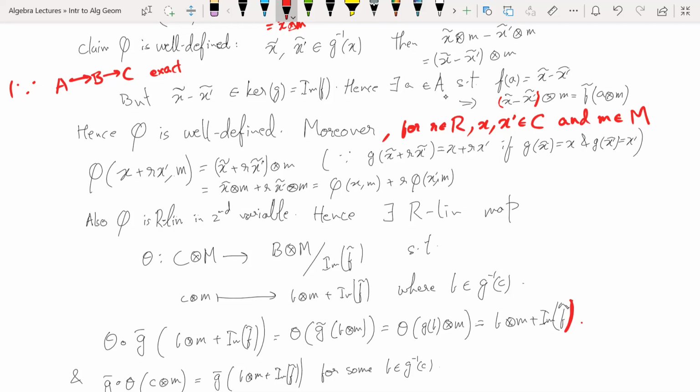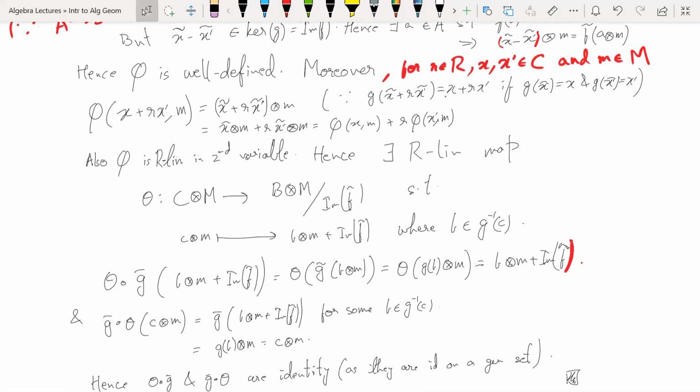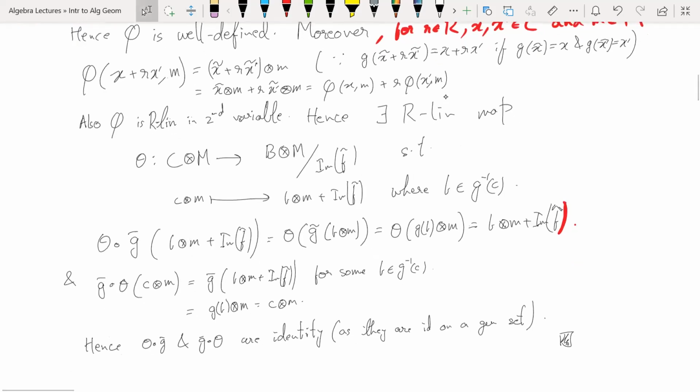So this is what we get: theta composed with G bar is identity on these kinds of elements. And similarly, G bar composed with theta of c tensor m is, by definition, G bar of b tensor m plus image F tilde for some b in g inverse c. Yeah, that's the definition in the line previous to this. And so you get that this is the same as gb tensor m, because that's what the definition of G bar of some alpha bar is, and that is the same as c tensor m. So again, G bar composed with theta is identity on these kinds of elements, and these elements form a generating set. So both of them are identity. Okay, so we have that G bar is indeed an isomorphism, and that completes the proof.